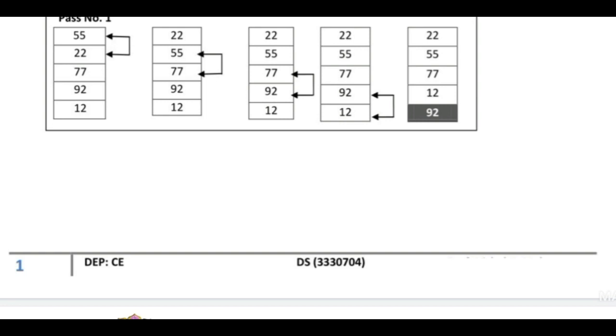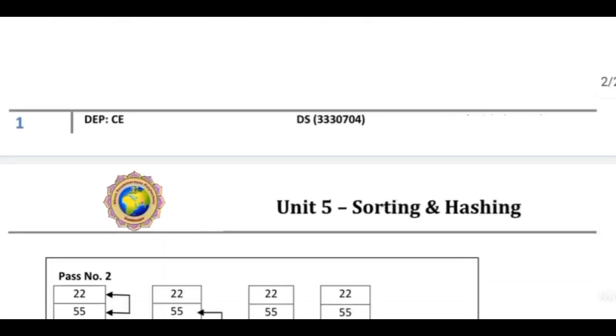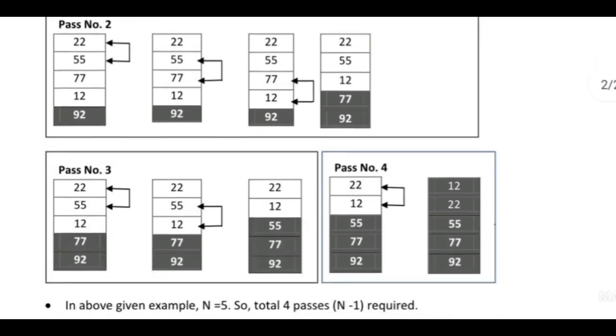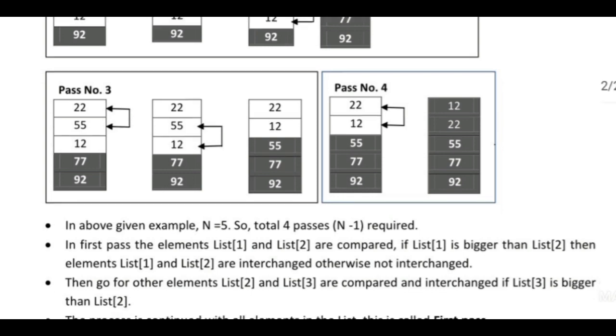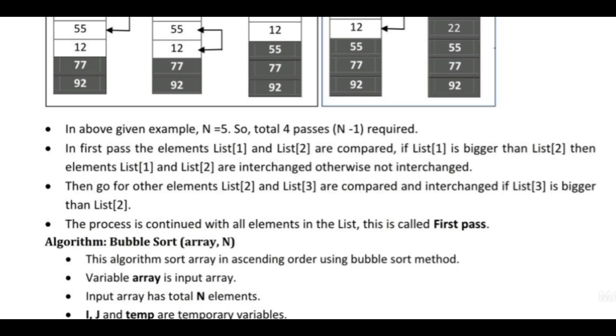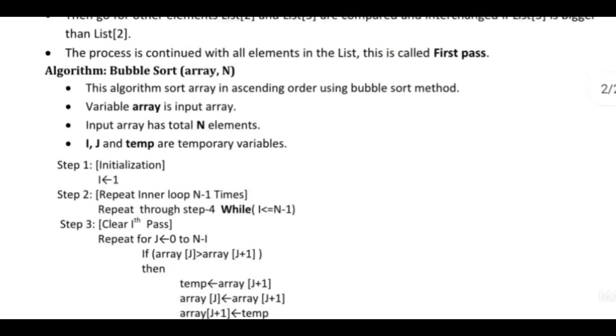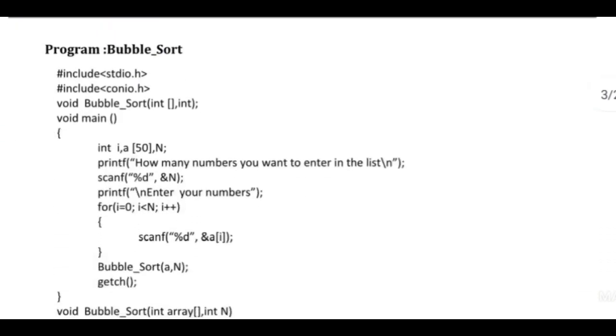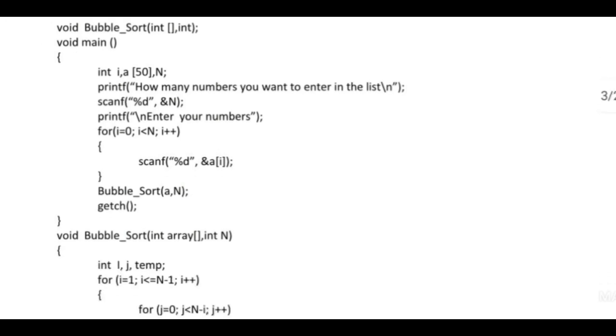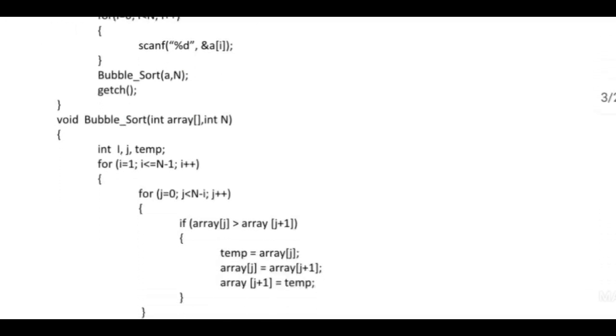Whenever the data is sorted in a sequential manner, we finish and get the array in sequential order. So this is our bubble sort technique. Here is the bubble sort algorithm. Next is the programmatic implementation of bubble sort, but this is not important for the GTU exam; it is for your practical knowledge. So this is the implementation of bubble sort.